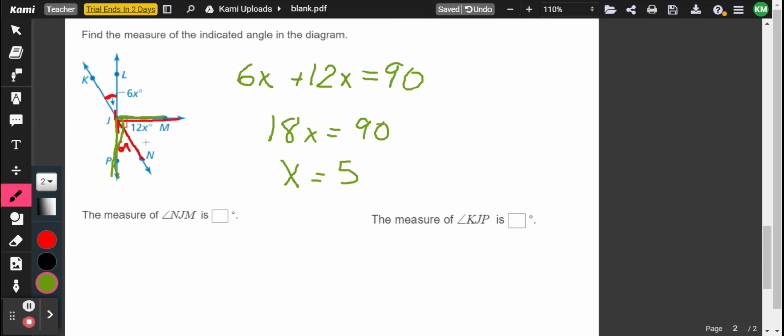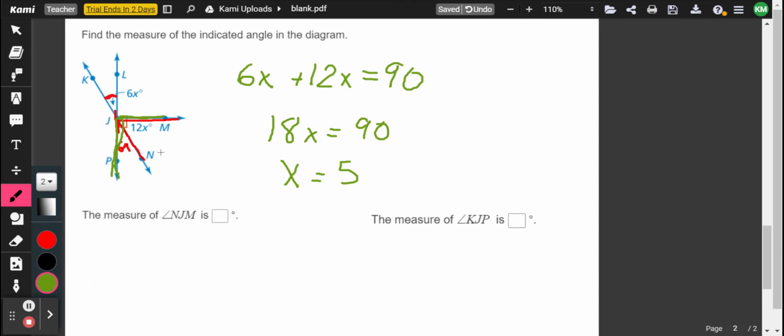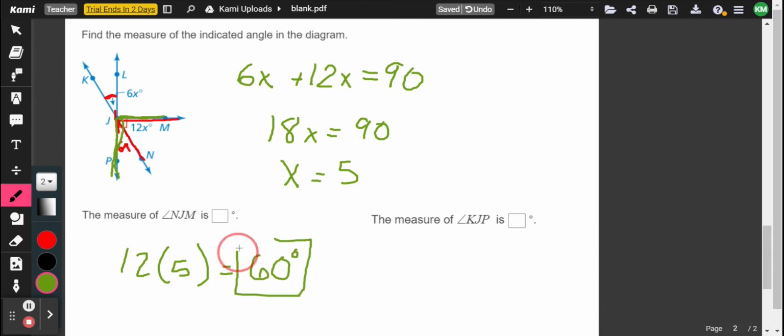So x equals 5. That's not what they're asking. We need to know 12x. So 12 times 5 equals 60. So the measurement is 60 degrees.